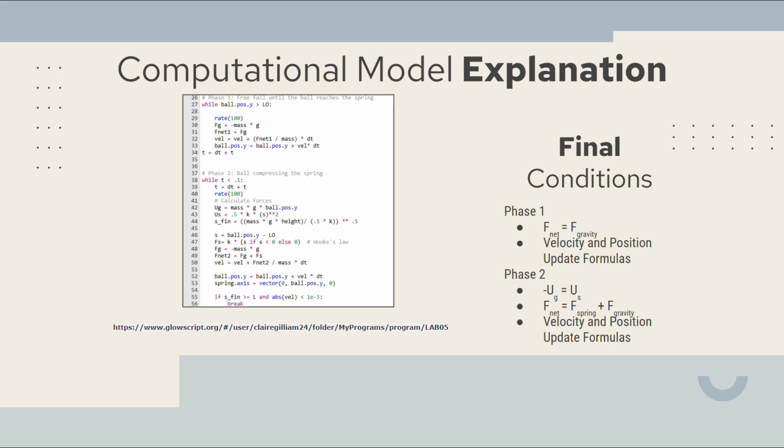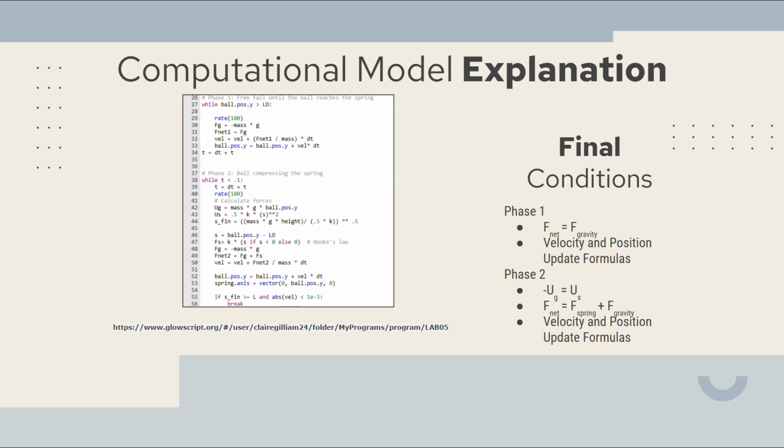Phase 2 is after the ball touches and hits the spring, and first we have to find the final s, or compression of the spring, which we do by again setting the gravitational potential energy and the spring potential energy equal to each other and solving for s. We do this to find the final stopping position of the spring to stop the program entirely, as we see at the bottom of the program.